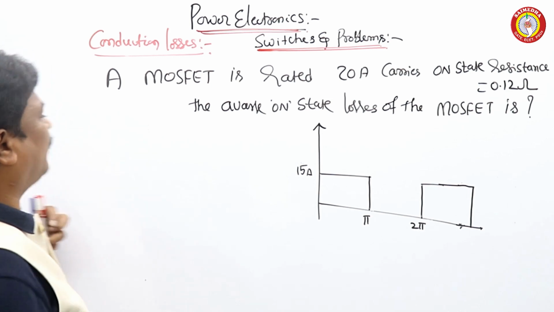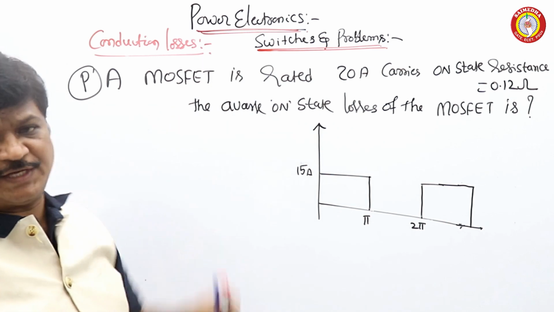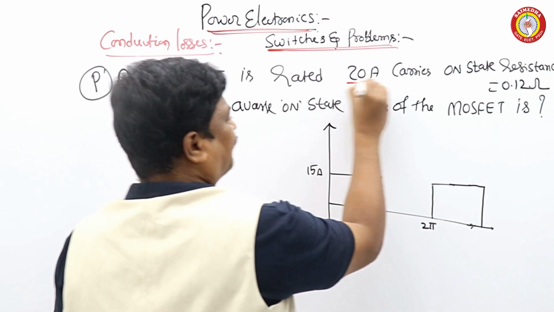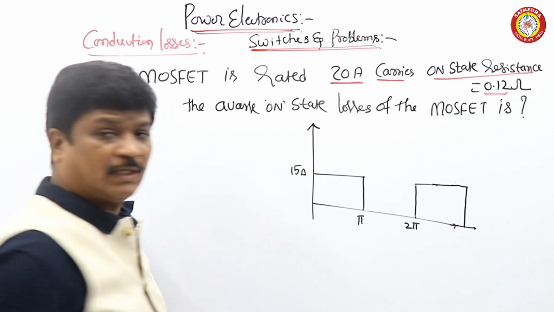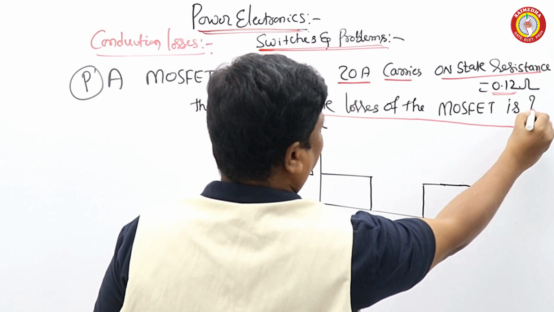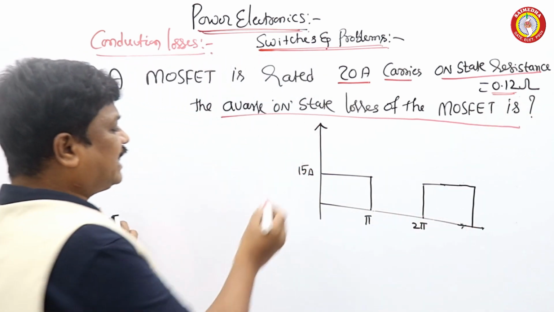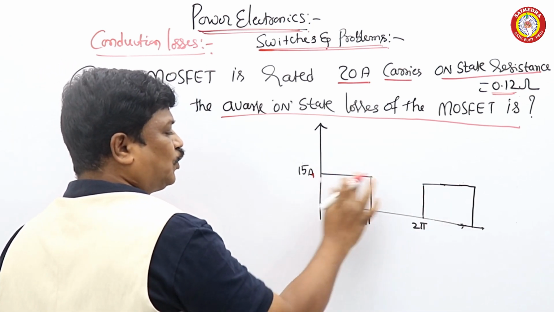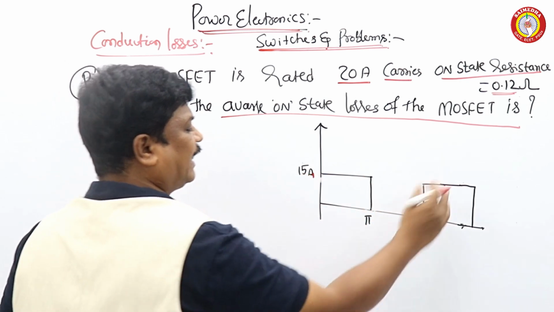See, a MOSFET, the problem is given here. Problem on the conduction losses in power electronic switching devices. A MOSFET is rated 20 amperes, with an on-state resistance of 0.12 ohm. The average on-state loss on the MOSFET is what? This is the available information. Current is 15 amperes. The waveform is like this: from 0 to pi, current is 15 amperes, and from pi to 2 pi, no current. Again it is symmetrical.